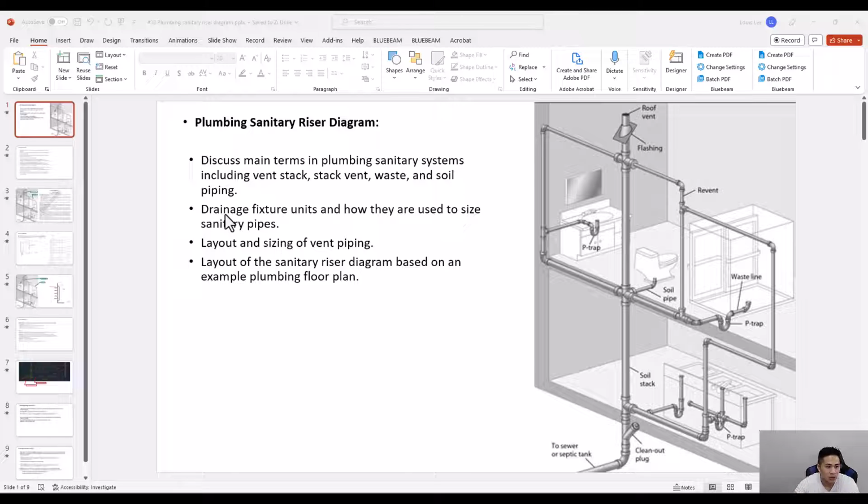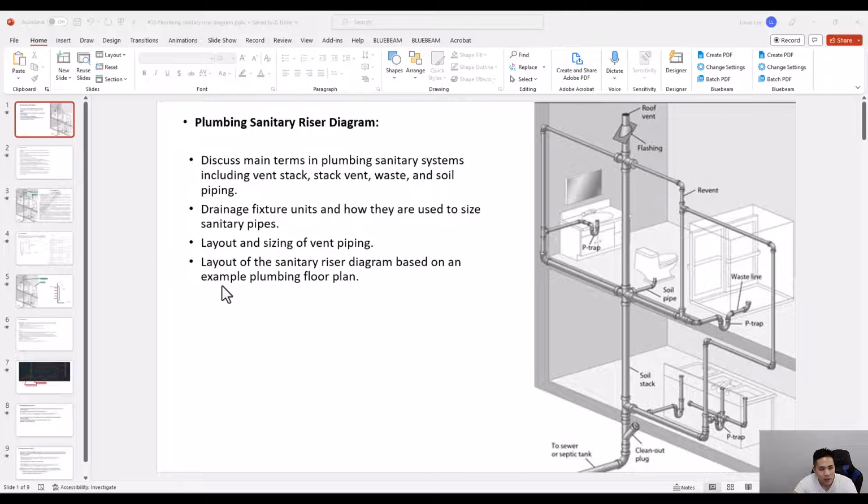Then we will discuss drainage fixture units and how they are used to size sanitary pipes. They can also be used to size vent piping as well. We'll also go over laying out and sizing of the vent piping, as well as sizing the sanitary pipes.